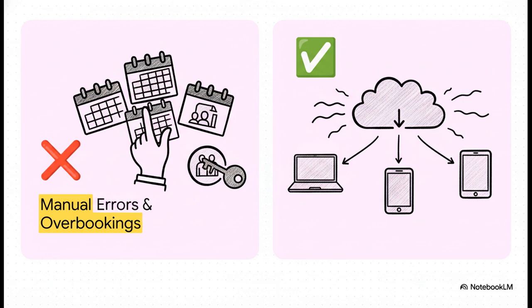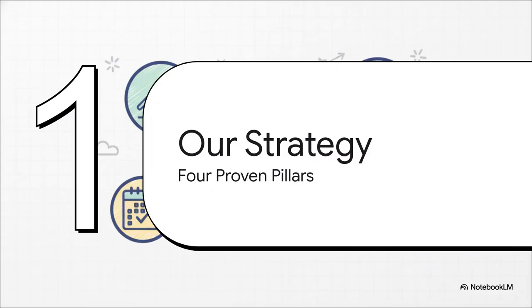Our system makes sure that the second a room is booked on one website, its availability is updated everywhere else. Instantly. It's that simple. No more mistakes, no more double bookings. Period.